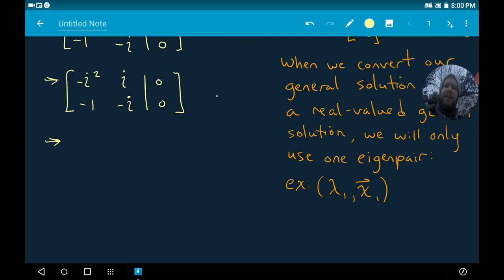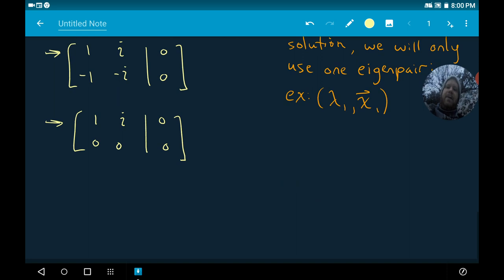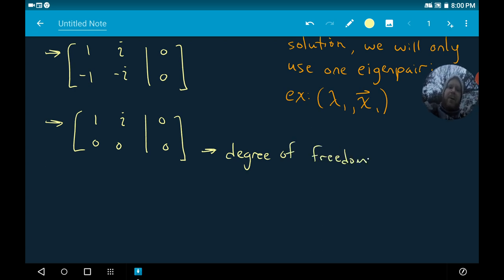i squared is negative 1. So negative negative 1 is 1. 1, i, 0, negative 1, negative i. Cool. So now I can add this one to this one. So I get 1, i, 0. Very cool. I get a degree of freedom. That means I get to pick whatever I want for i, or x1 rather.